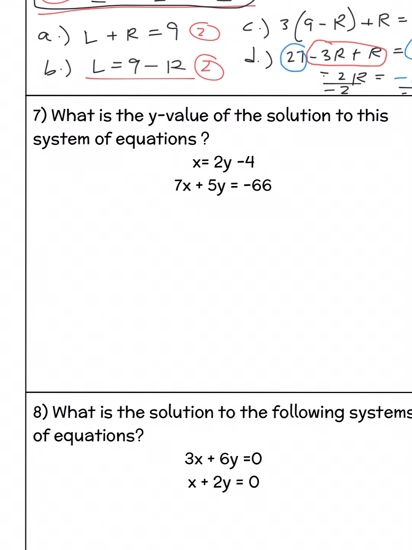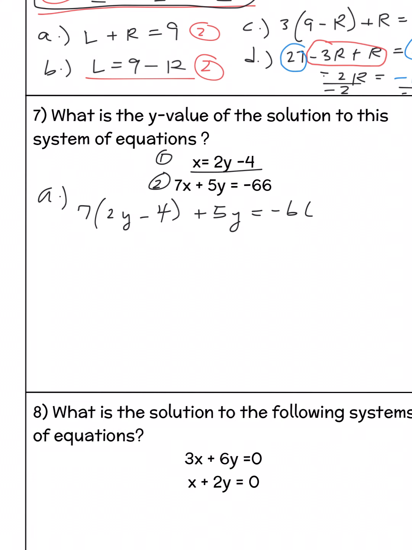What is the y value of the solution to this system of equations? They already give this to you nicely as x equals 2y minus 4. So take that and substitute that into the second equation at the bottom. So this is equation 2, this is equation 1. What is it going to look like? It's going to look like 7 times, instead of x, 7 times 2y minus 4 plus 5y equals negative 66.